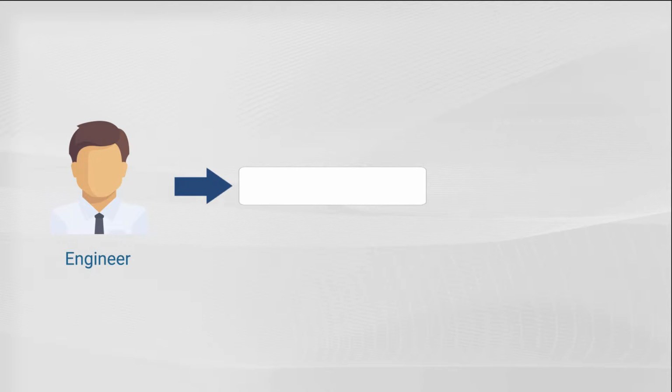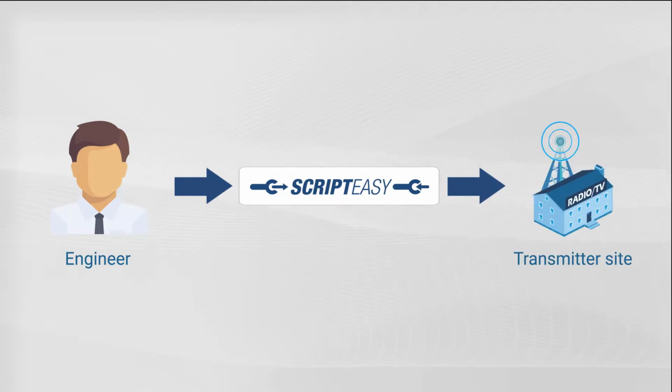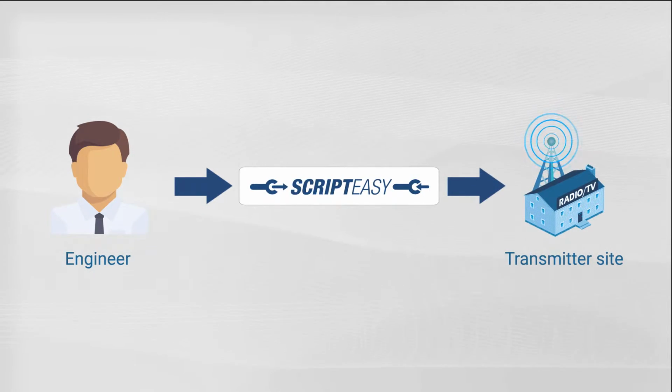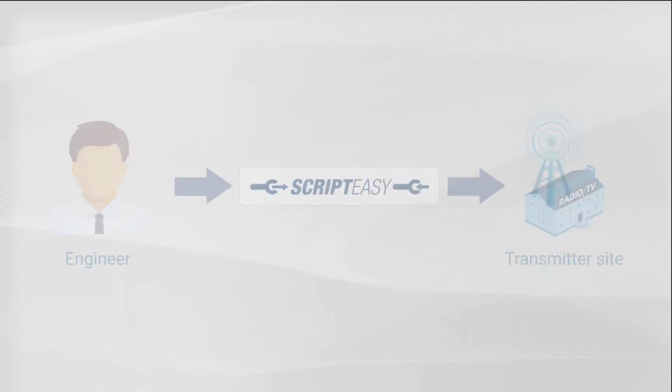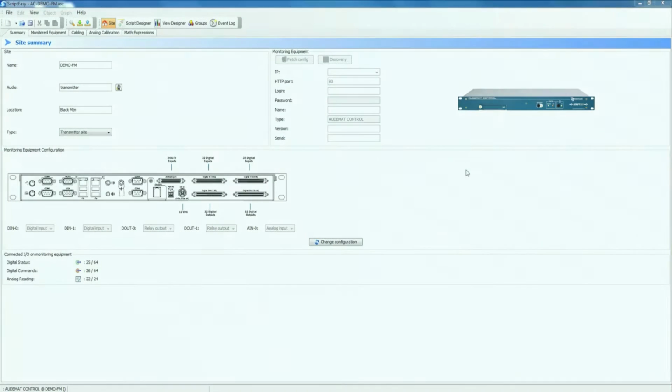In this video, we're going to show you the basic scripting techniques that will allow you to configure your remote control unit to alert personnel on out-of-tolerance conditions at the site, or to make automatic corrective actions as desired.